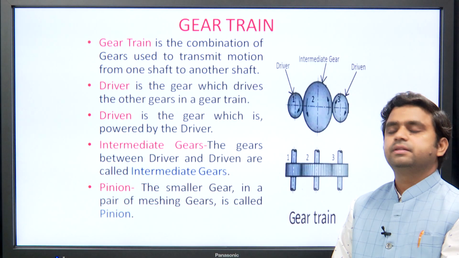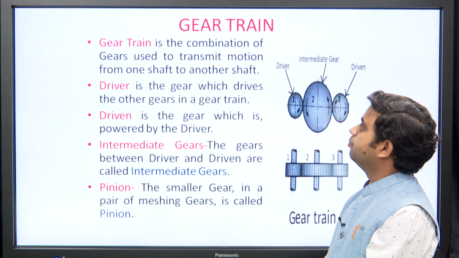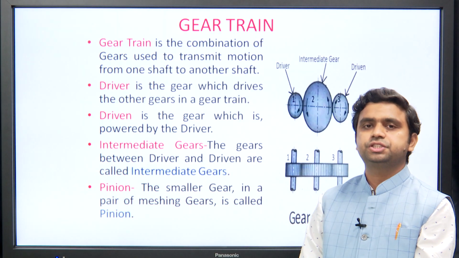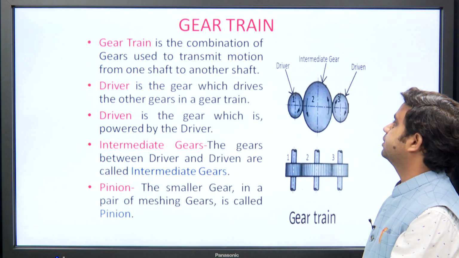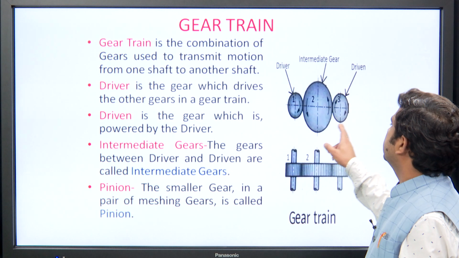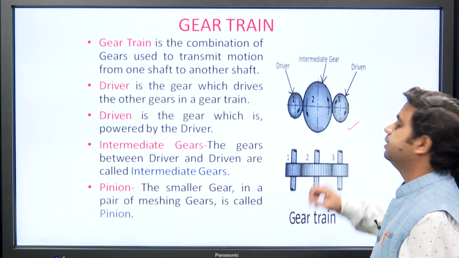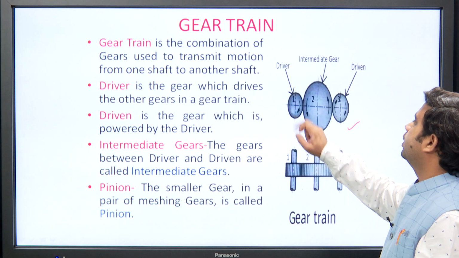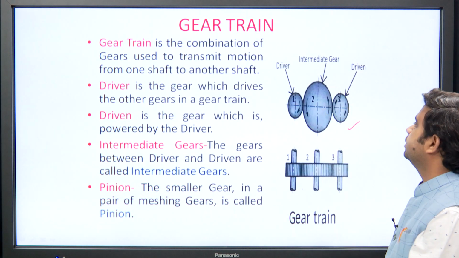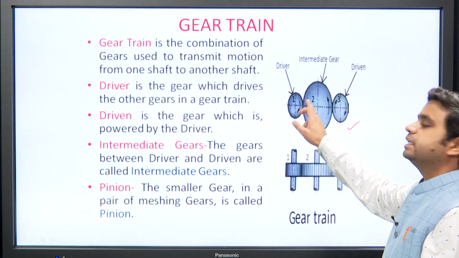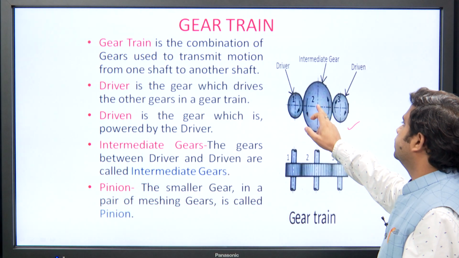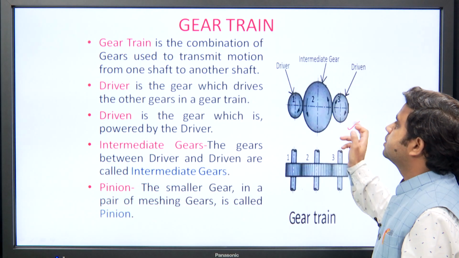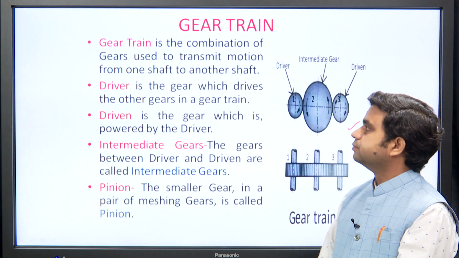What is a gear train? A gear train is the combination of gears used to transmit motion from one shaft to another shaft. This is the figure of a gear train. It consists of gear 1, gear 2 and gear 3. Gear 1 is in mesh with gear 2 and gear 2 is in mesh with gear 3. This is the gear train.